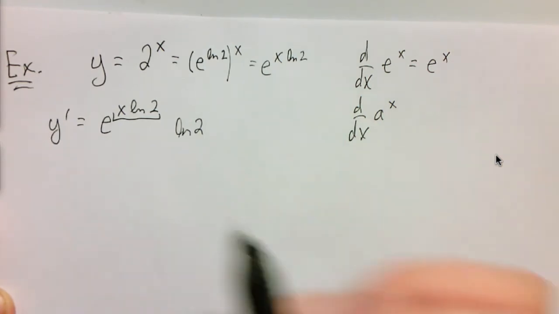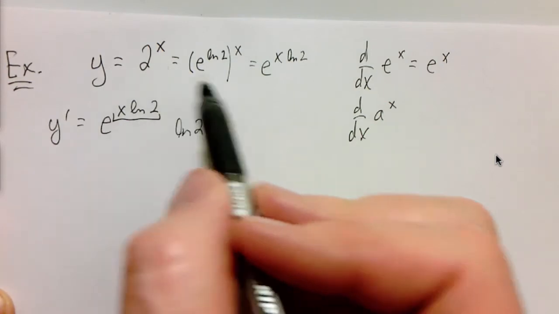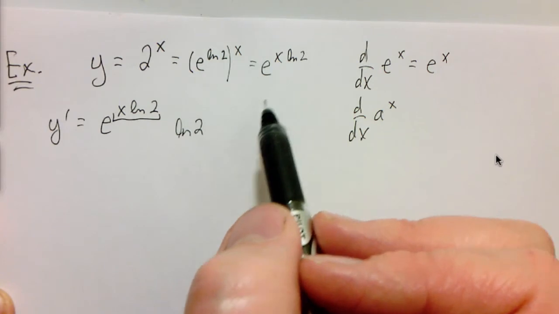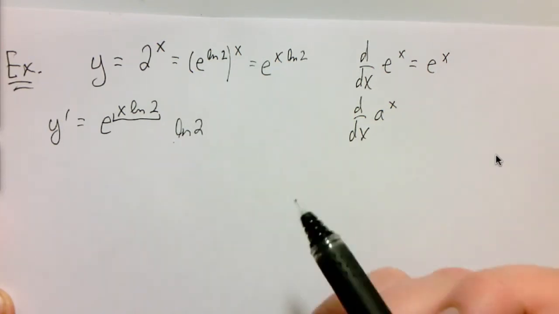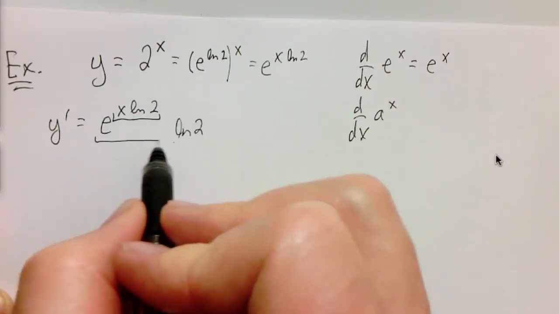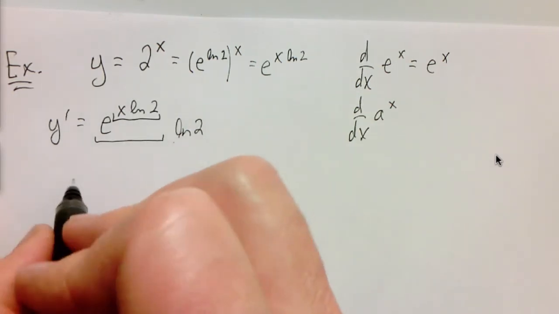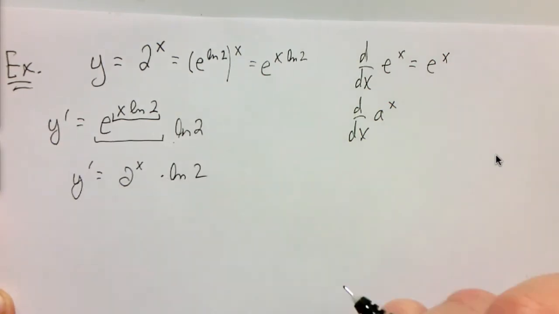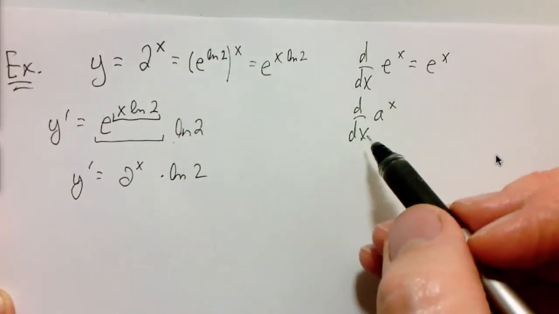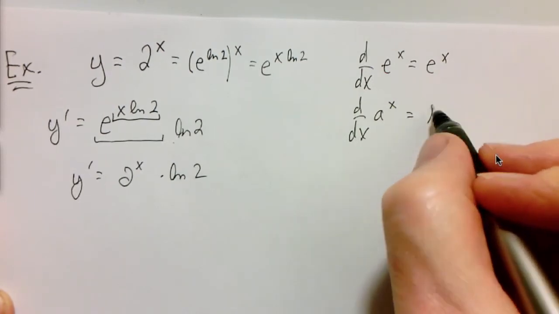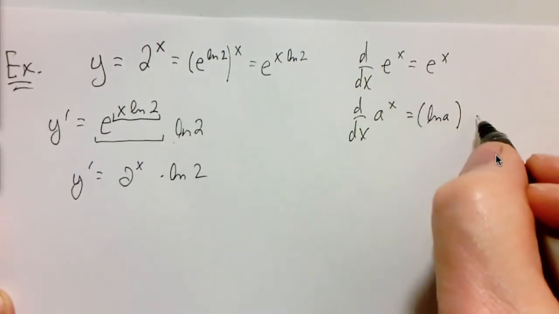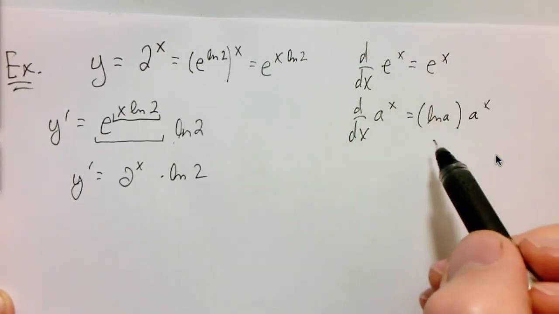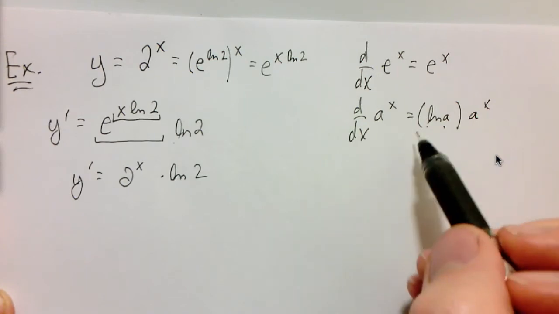So what did we do? We rewrote the 2 to the x using base e. Base e we know how to differentiate. And when we did that, we had a natural log 2 that somehow pops out. This part is just 2 to the x rewritten. So y prime is equal to 2 to the x times the natural log of 2. The derivative of a to the x is always going to be the natural log of the base times a to the x. In the case of the base e, we know that the natural log of e is 1, so we never see that term.